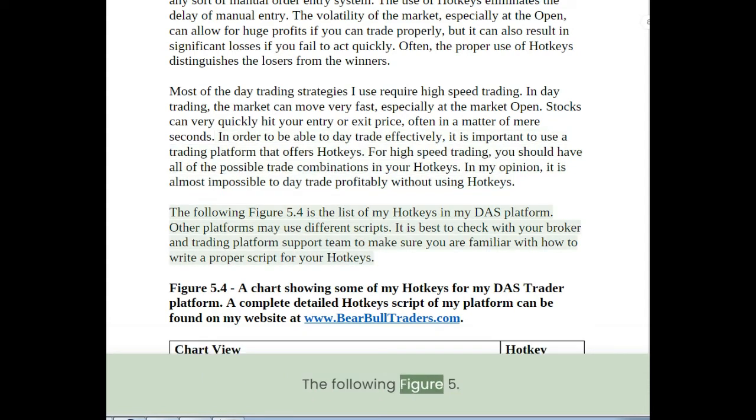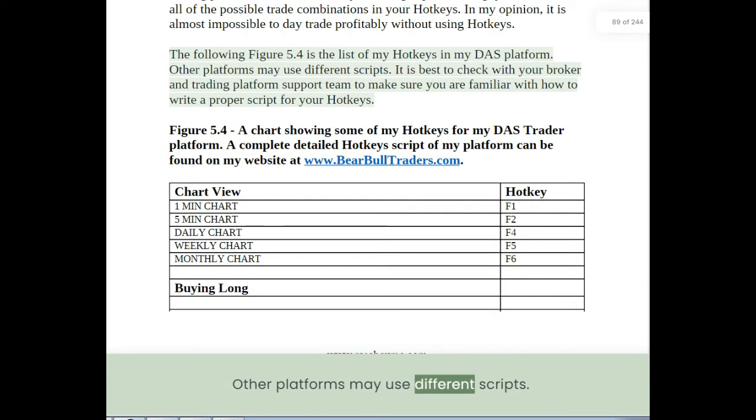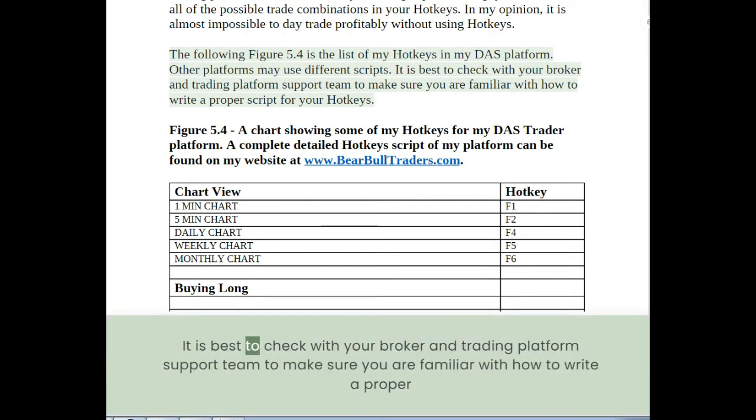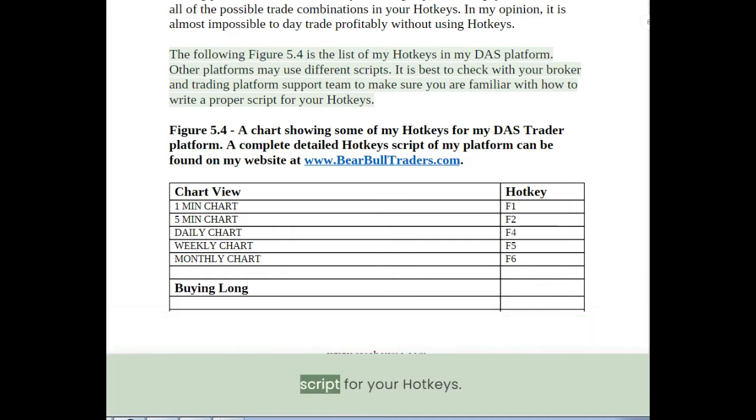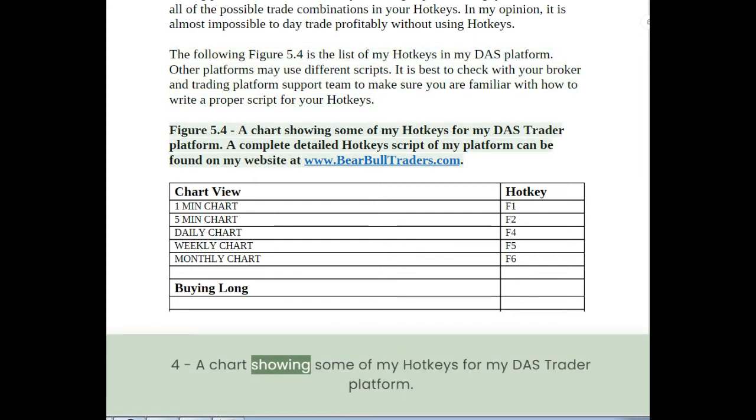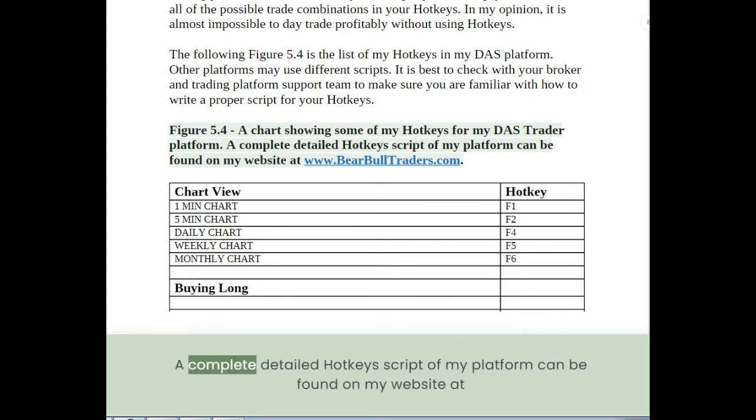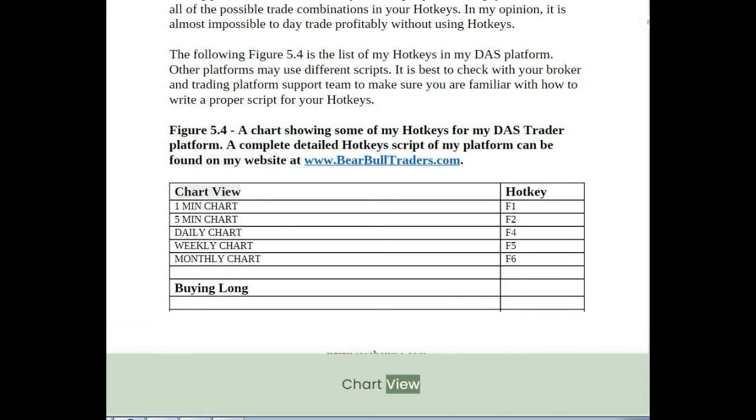The following Figure 5.4 is the list of my hotkeys in my DAS platform. Other platforms may use different scripts. It is best to check with your broker and trading platform support team to make sure you are familiar with how to write a proper script for your hotkeys. Figure 5.4 is a chart showing some of my hotkeys for my DAS Trader platform. A complete detailed hotkeys script of my platform can be found on my website.